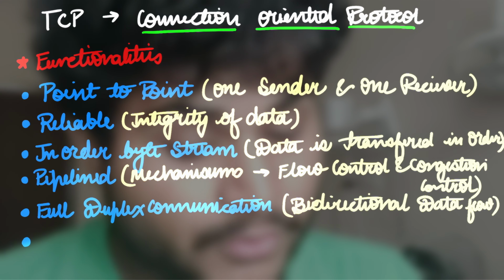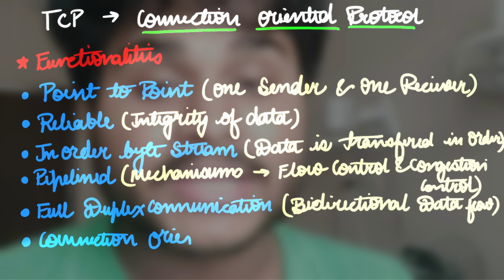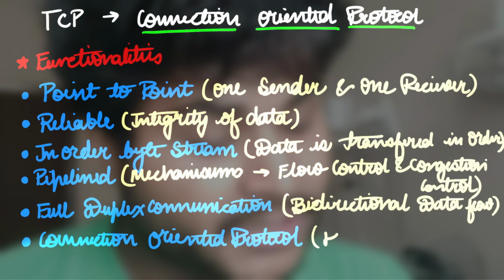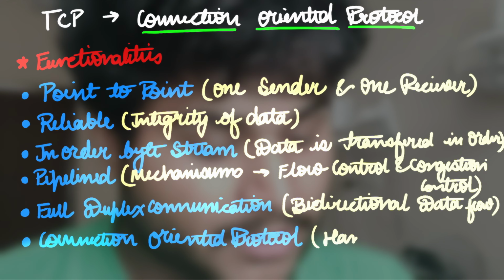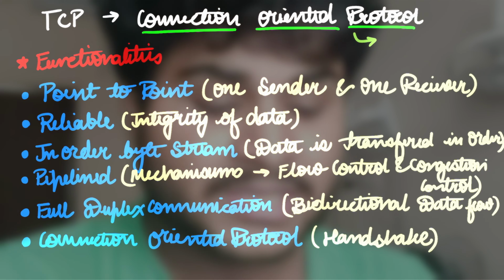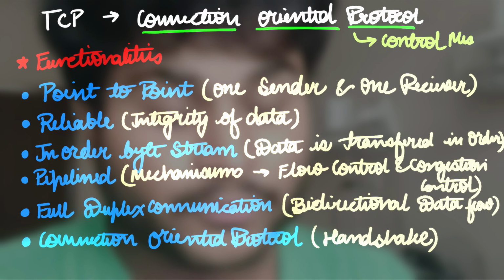Now, as I told you before, this particular protocol is a connection-oriented protocol. This means that handshaking is required before data transmission. Now, the messages that are sent before data transmission are also known as control messages. These messages initialize the sender and receiver states before data exchange.